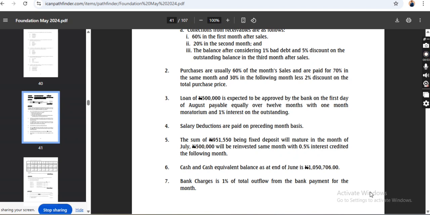The sum of 951,510 being fixed deposit will mature in the month of July, which is 500. The sum being fixed deposit of 950 will mature in the month of January. 500 will be reinvested in the same month with 0.5% interest credited the following month. This question is a very interesting question.